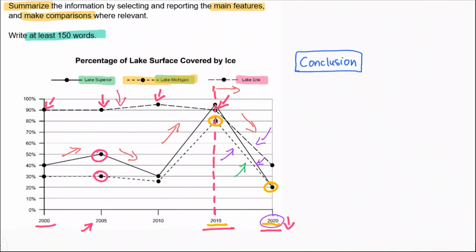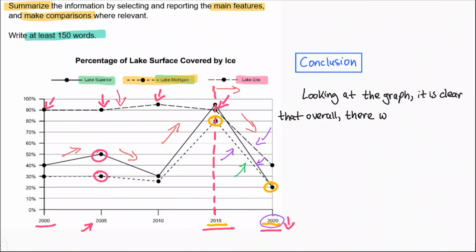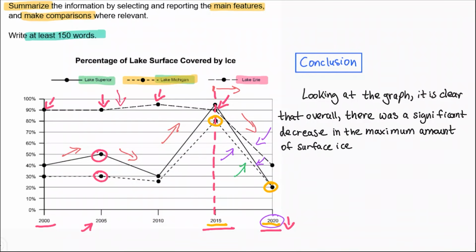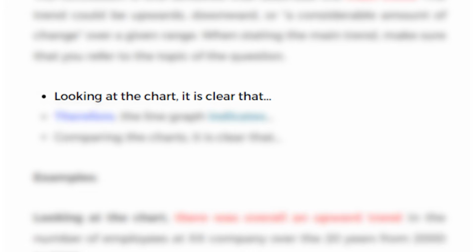Here's the conclusion. Looking at the graph, it is clear that overall there was a significant decrease in the maximum amount of surface ice in these 3 Great Lakes in 2020. As you can see, I indented so it's a separate paragraph. I don't have to work hard to think of the perfect wording because I used the sentence starter, Looking at the graph, it is clear that, from my template.